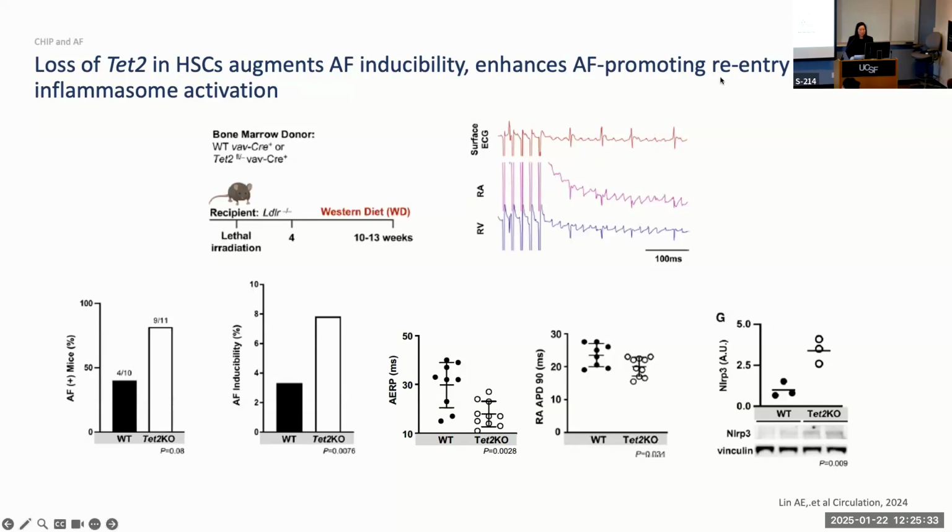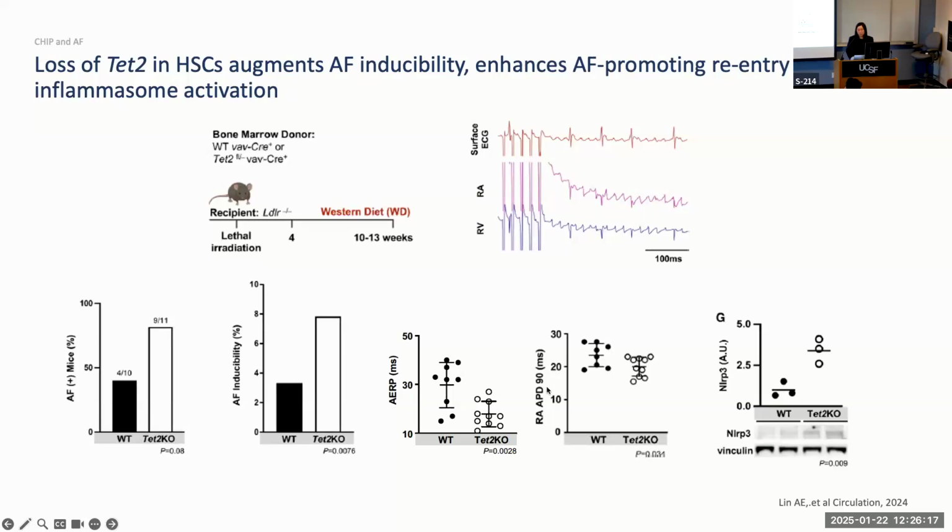And we can see that these mice do develop sort of an A-flutter type arrhythmogenesis here. We see that in mice that have loss of TET2 in hematopoietic lineages, there's an increase in both the number of mice that develop atrial fibrillation as well as the number of actual events that occur. So AF inducibility increases as well. If we look at the substrates for AF inducibility or susceptibility, we can see a decrease in the effective refractory period in our TET2 deficient mice, and also a decrease in the action potential duration. And these have been linked to increased risk for developing atrial fibrillation.